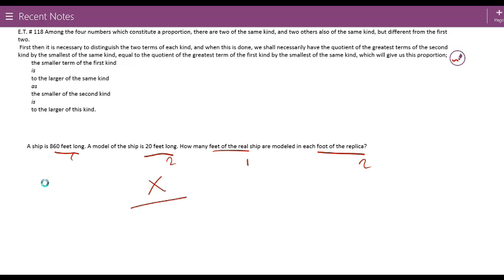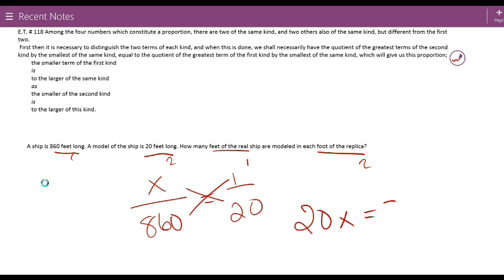So then our larger of the same kind is our 860, is equal to, now in our second kind we have 20 feet long, which is the entire model, versus each foot of the replica. Now in each foot we're working with the unit 1. So there we have it all set up. We have the smaller and larger terms of the first kind, the smaller and larger terms of the second kind, and then we're going to do our cross multiplication.